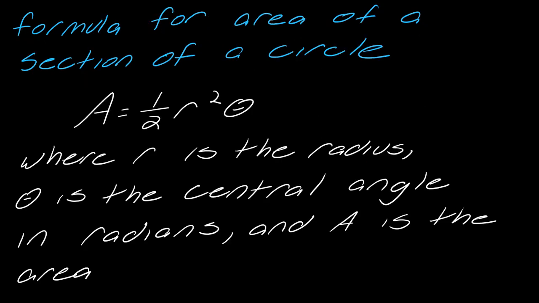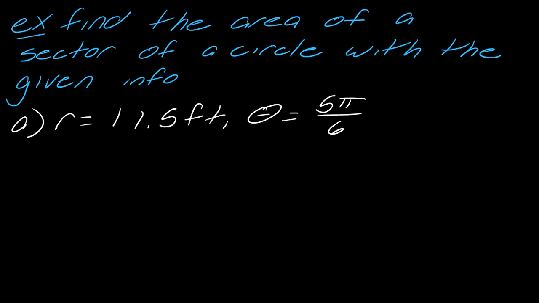And so the formula, I'll just give it to you. It's A equals 1/2 r squared times theta. R is the radius, theta is the central angle in radians, just like arc length, and then A is going to be the area.